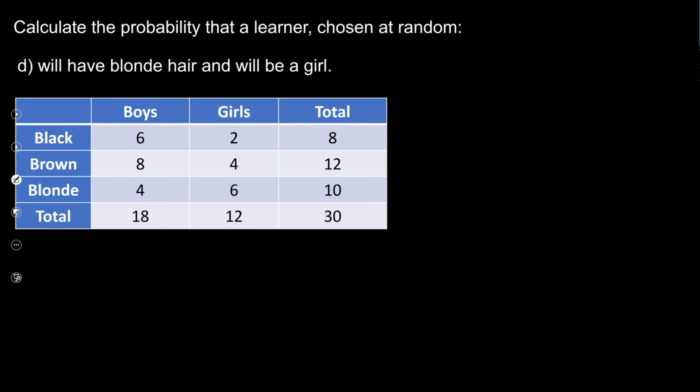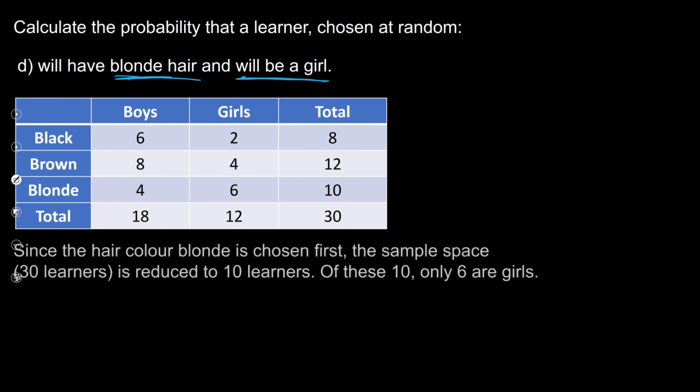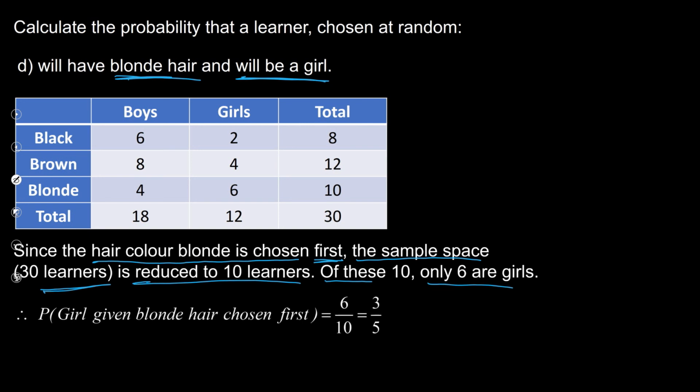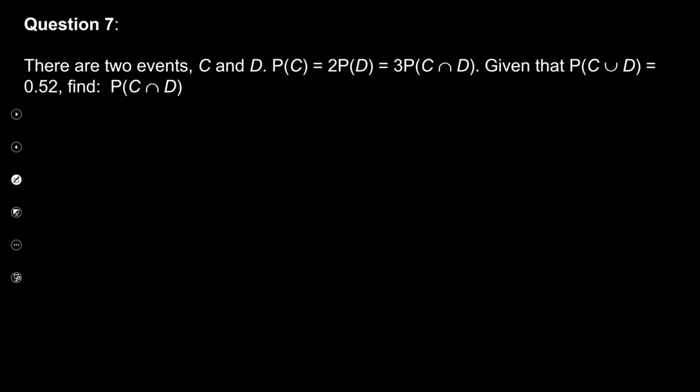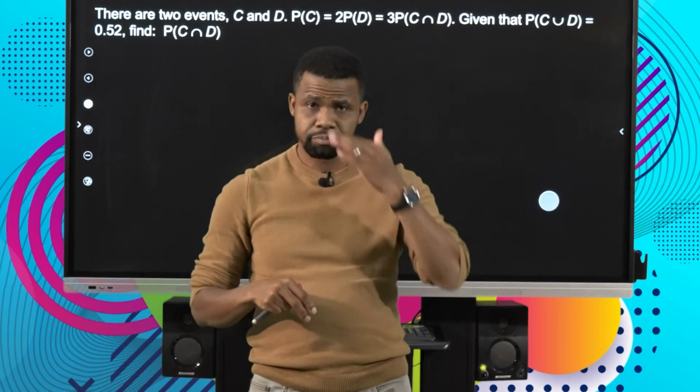Then our last question, calculate the probability that a learner chosen will have blonde hair and will be a girl. Since blonde hair is chosen first, the sample space of 30 learners is reduced to 10 learners. Of this 10, only 6 are girls. So we get the probability of a girl given blonde hair chosen first: 6 out of 10, which is 3 out of 5. Fantastic.